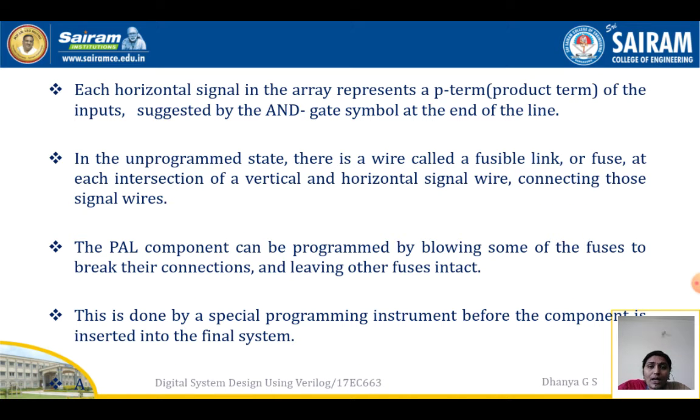Each horizontal signal in the array represents a p term of the inputs suggested by the AND gate symbol at the end of the line. In the unprogrammed state, there is a wire called a fusible link or fuse at each intersection of vertical and horizontal wire signal connecting those signal wires. The PAL component can be programmed by blowing some of the fuses to break their connections and leaving the other fuses intact. This is done by special programming instrument before the component is inserted into the final system.